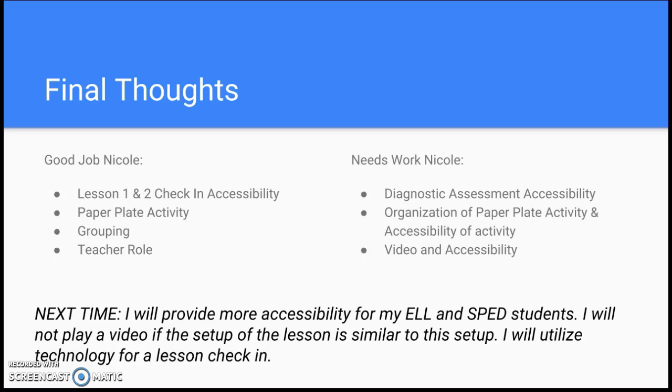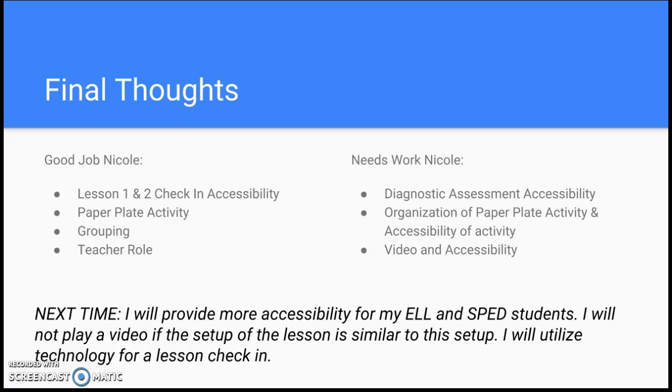My grouping went well. I had students work together for the assessments, and I think they enjoyed working together, and I know it helped my ELL and my SPED students. And I did a good job of walking around and making sure everyone was on task and asking questions and answering questions when needed.